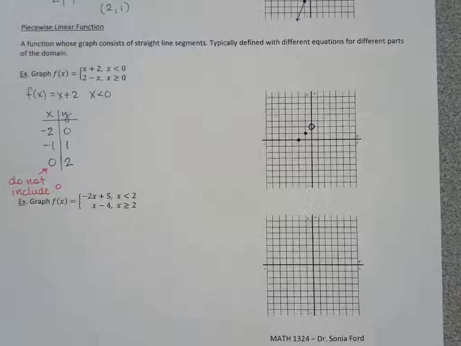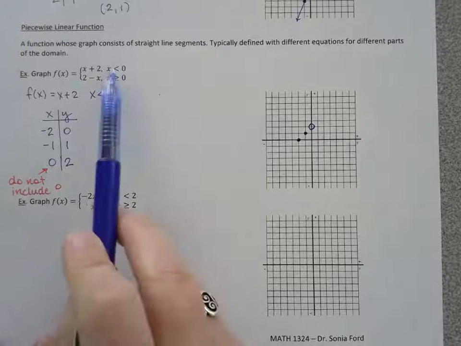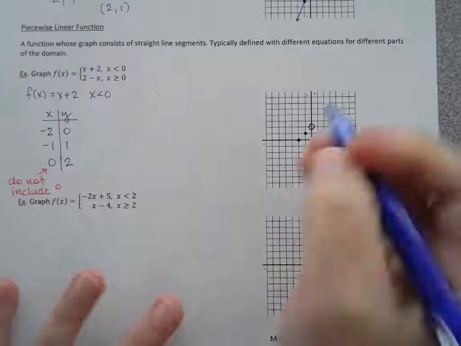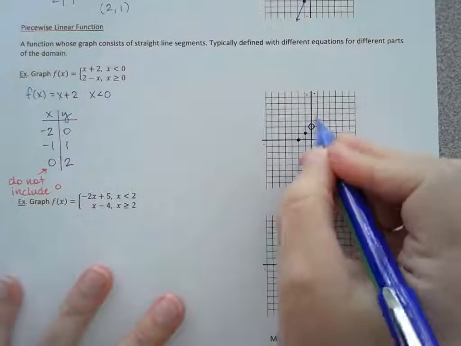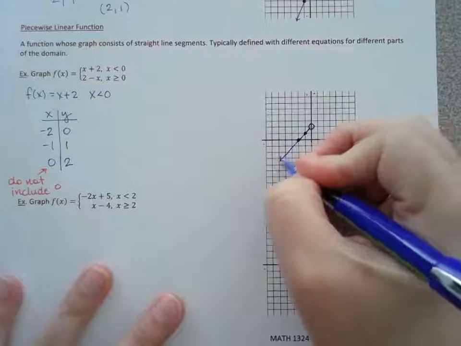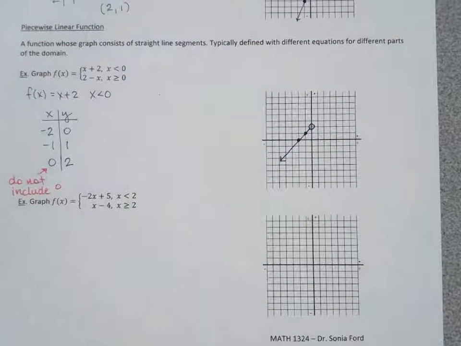Okay. Now we understand that this is a line, but we only want this line where x is less than 0. So that means here's where x is 0, right? We only want to draw the line to the left of where x is 0, because that's where x is smaller than 0. So this rule only applies when x is less than 0.